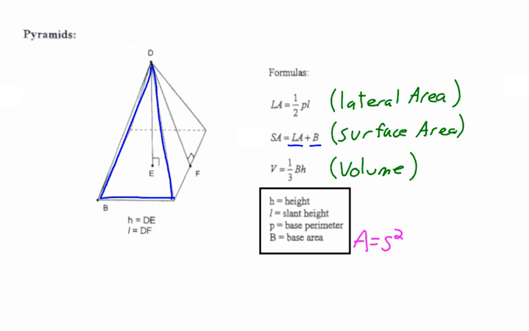And then the volume. I think we have all heard the word volume before, but just in case, the volume is essentially how much space is inside of my shape, or inside of my pyramid. Okay, so that formula is 1/3 of the area of the base times the height. 1/3 times the area of the base times the height of the pyramid.